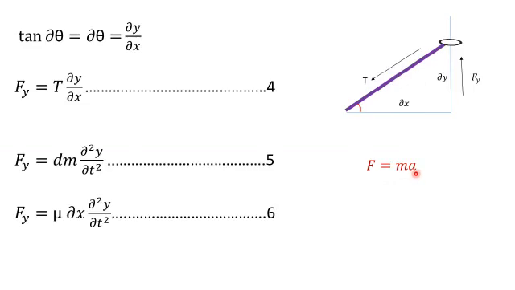Since the acceleration is the double derivative of displacement, a is replaced by curly square y by curly t square. Using the definition of the linear mass density, mass per unit length, we replaced dm by mu curly x. So equation 5 becomes f of y is equal to mu curly x into curly square y by curly t square.